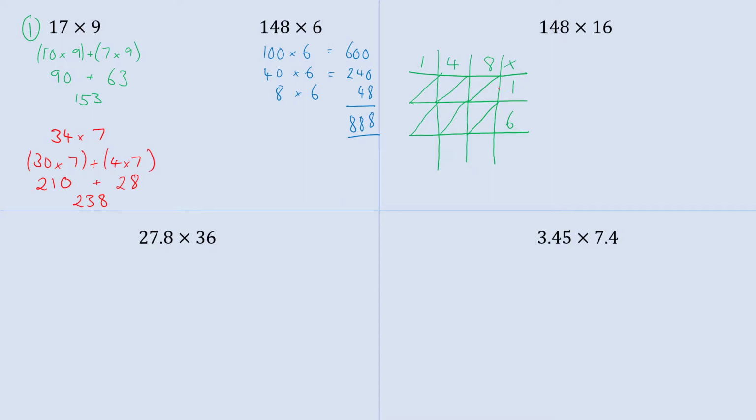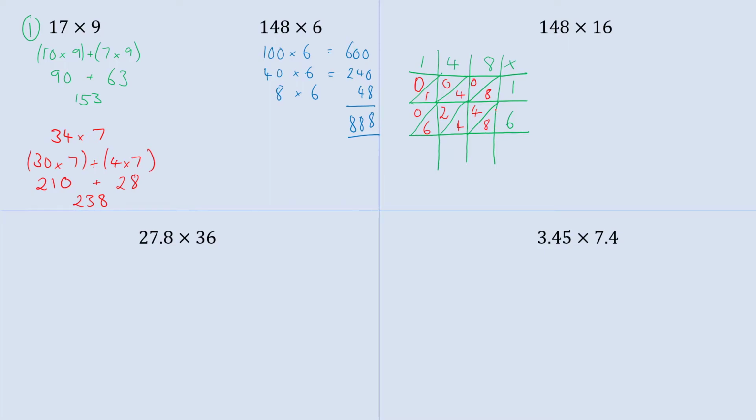So 8 times 1 would be 0 tens, 8 units. 8 times 6 is 48. So that's 4 and 8, 48. 4 times 1 is 0 tens, 4 units. 1 times 1 is 0 tens, 1 unit. 4 sixes are 24, that's 2 tens, 4 units. 1 6 is 0 tens and 6 units.